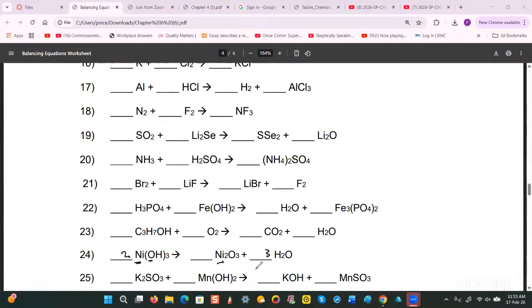And let's see, the hydrogens are balanced because you have 6 hydrogens on the left and 3 times 2, 6 hydrogens on the right. So that's it. Good job.